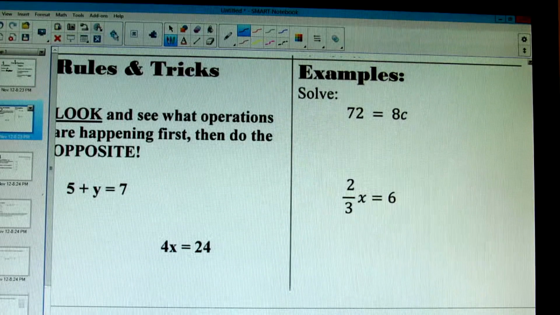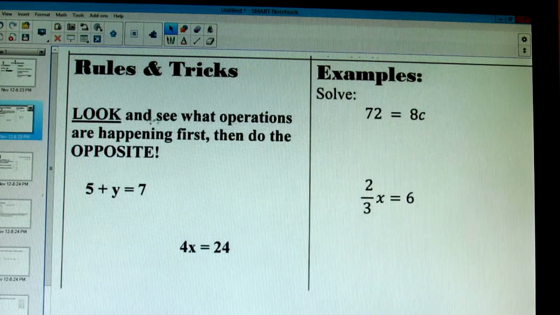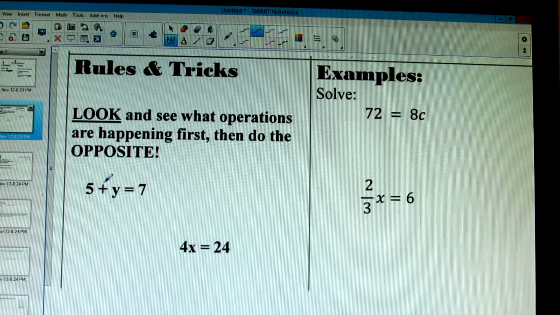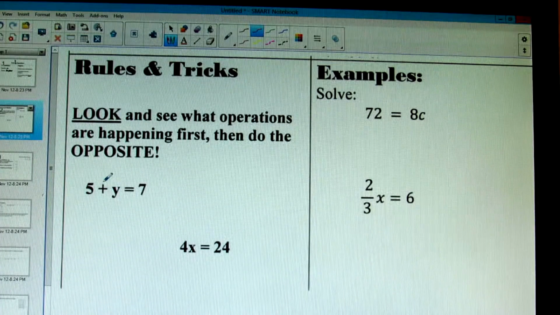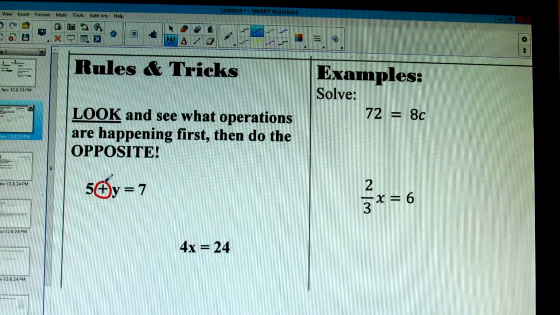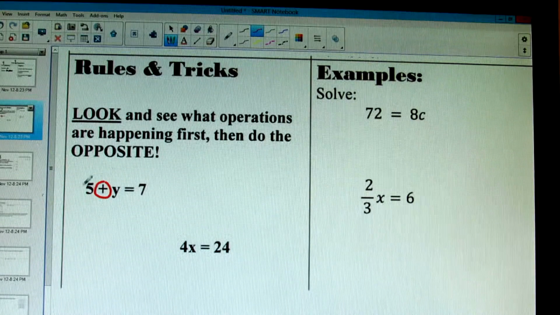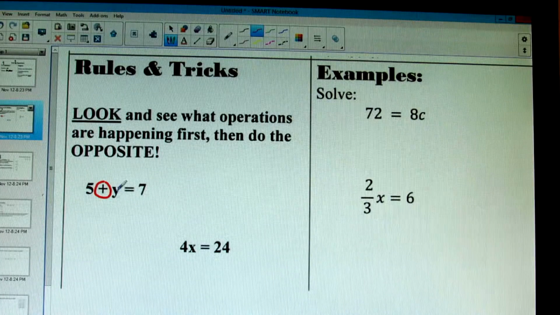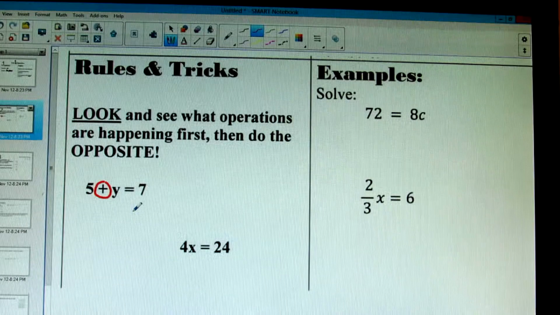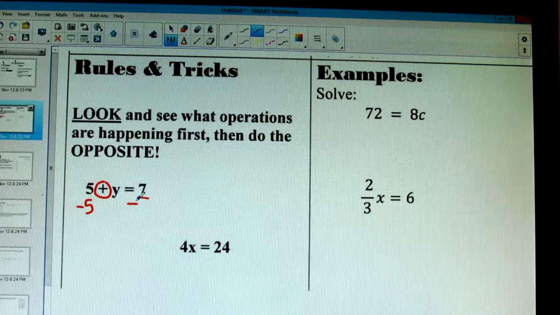Some rules and tips and tricks. The first thing I want you to do is look and see what operations are happening first, and then do the opposite. For example, here you notice 5 plus y equals 7. That's an adding problem. In order to solve this, I need to do the opposite of adding, which is subtracting. So I'm going to subtract what is next to my variable, so I can isolate the variable, because at the end I want it to say y equals my answer. So I'm going to subtract 5 on both sides to keep my equation balanced.